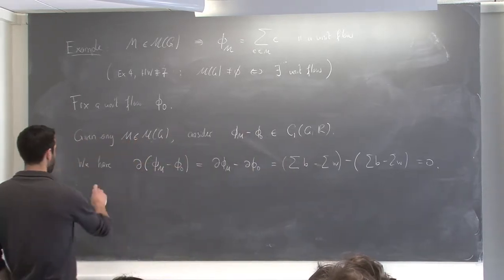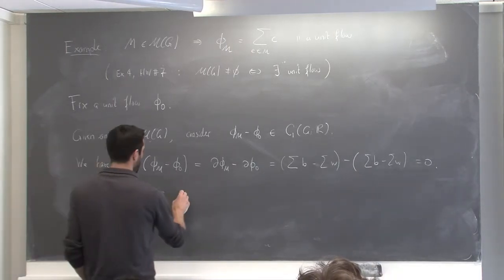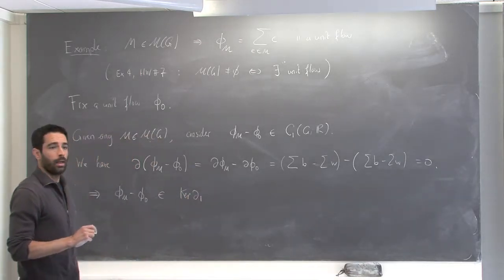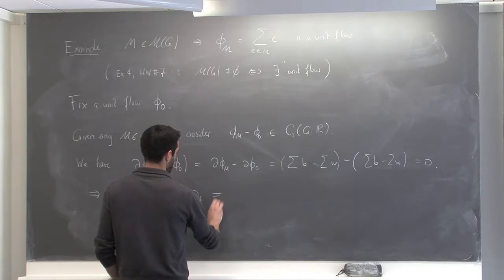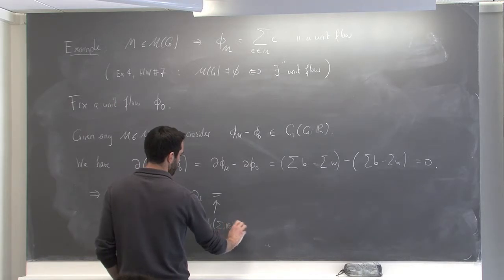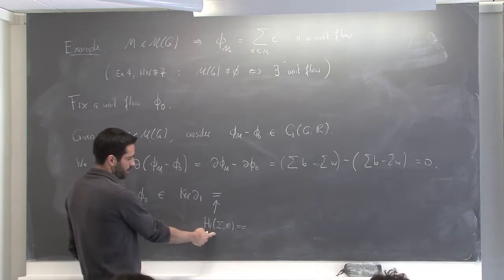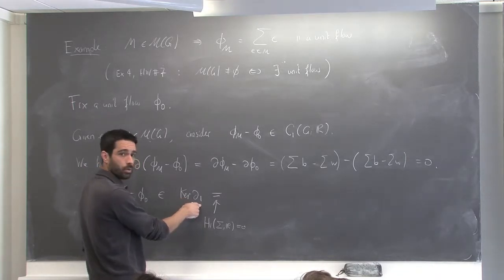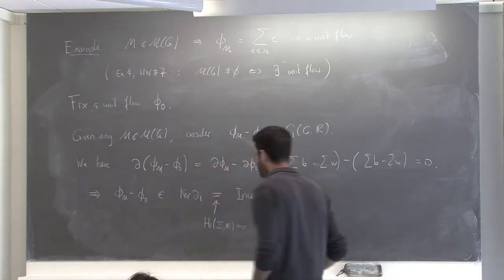Right? So this means that phi m minus phi 0 belongs to the kernel of delta 1. And now we are on the plane, meaning h1 of sigma is 0. We're in the genus 0 case. h1 is the kernel of D1 over the image of D2, meaning the kernel of D1 is equal to the image of D2.